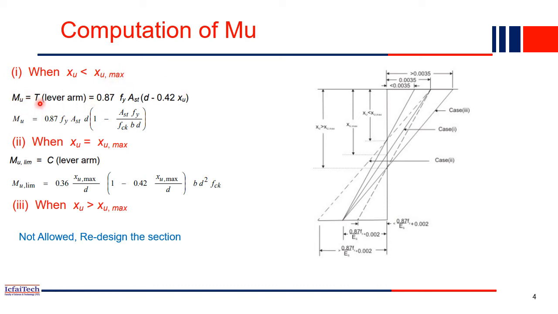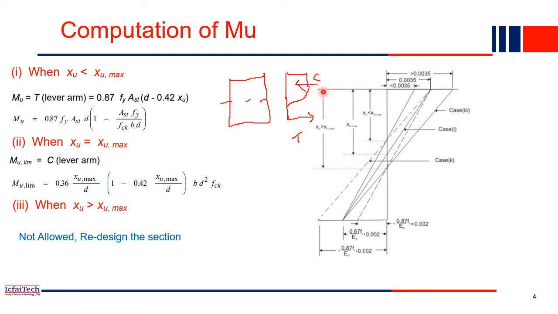How much moment will be generated? Moment is force into distance, right? If you recall the stress diagram we have discussed, let me draw it here. This is our rectangular block, and then we have the stress block also, something like that. This is the compressive force and this is the tension force. Now what is the total moment applied to the section? The moment generated will be force into distance.